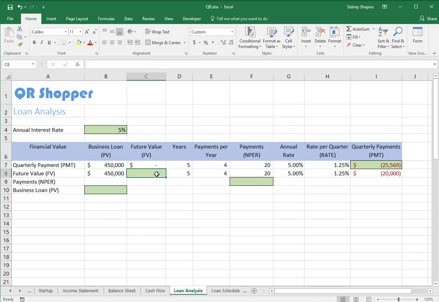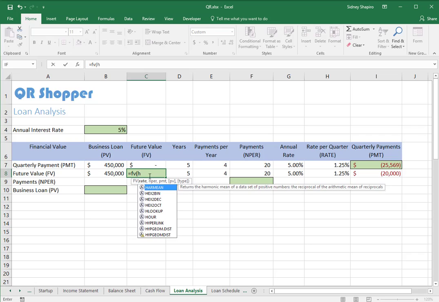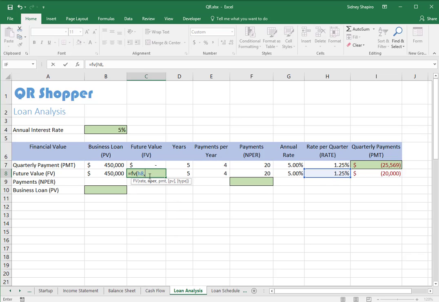So to figure that out, we'll type in equals FV. You'll notice that we're doing the formula this time in the future value box because we know the other variables. H8, that's going to be our rates, the same as before. F8, that's going to be our number of payments. I8, that's going to be the total amount that we end up with. And finally, B8, our total amount overall.